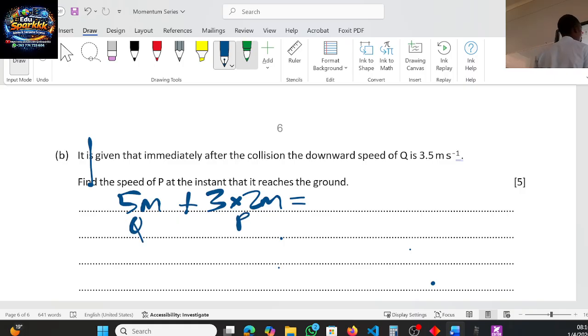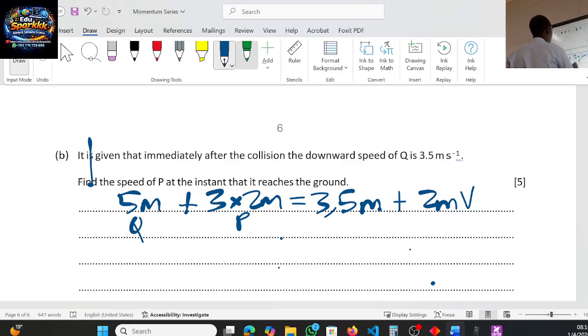After collision, we are told Q is moving at 3.5, so it's 3.5, but the mass is M, plus, we don't know the speed of P, but its mass is 2M. So we can say 2MV like that. And when I do my simplifications, I'm going to get 11 minus 3.5 all over 2. That will be the new speed.